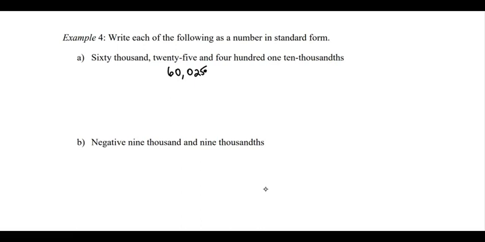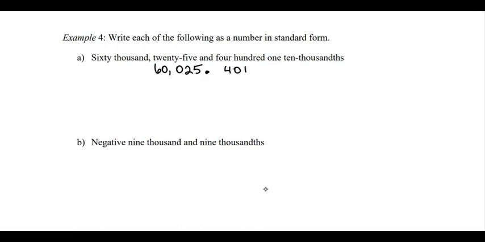60,025. Okay, let me do it a little bit better. So I have 60,025. Then I have my decimal point. Let me bring it down a little bit so it looks like a decimal point for this number. Now the next number is 401. Okay, so 401 ten-thousandths.